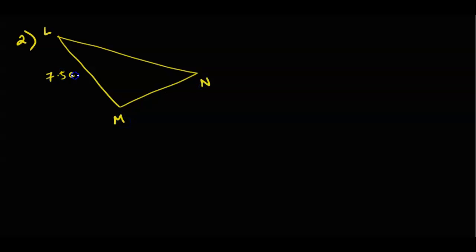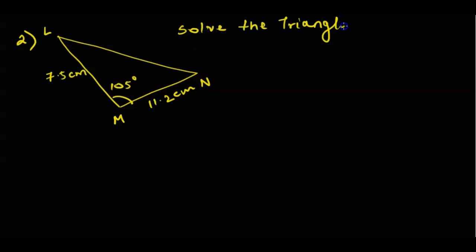Let's say the second example we are given is any oblique triangle. Let's name the triangle as LMN. This side we are given is 7.5 centimeters. This angle is 105 degrees, and this side is 11.2 centimeters. And the question wants us to solve the triangle. That means every angle that is not given to us is an unknown angle. So we are looking for angle L, angle N, as well as side M, because this side is opposite to angle M, so that's why we name it as side M. So angle L is unknown, angle N is unknown, and side M is unknown.